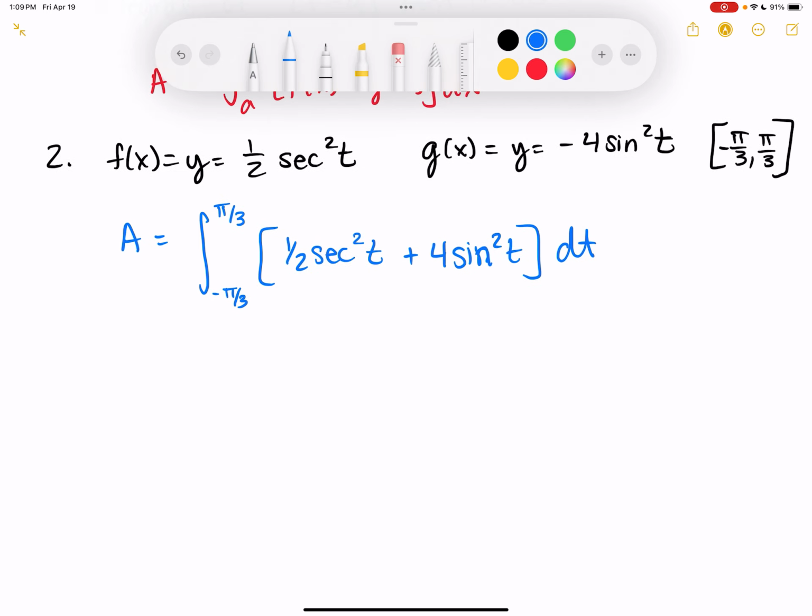Okay. So this will be the integral from -pi/3 to pi/3 of, now since I am going to break it apart, I'm going to pull the 1/2 out front. So it'll be 1/2 secant squared of t plus, I'm going to do the same thing with this 4. So 4 integral from -pi/3 to pi/3 of sine squared of t. And both of these should have little dt's on them since I split them.